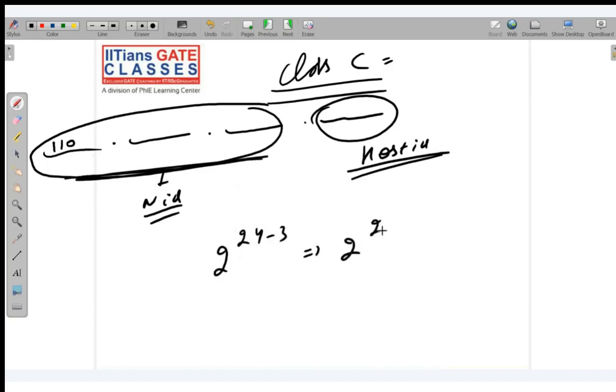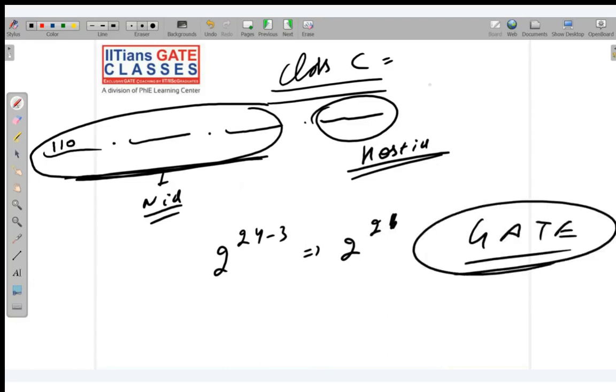This question has been asked in GATE. Class C IP addresses can be given to how many organizations? Many students got the wrong answer. The first option was 2 power 24 only, and many students chose it because they forgot that the first 3 bits are reserved. So you have to subtract 3 here. 2 power 24 minus 3, that is 2 power 21 different organizations can have class C IP addresses. Any doubt here? No, sir. So 2 power 21 is correct.